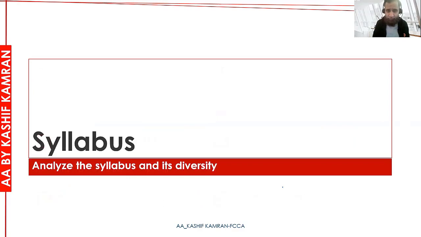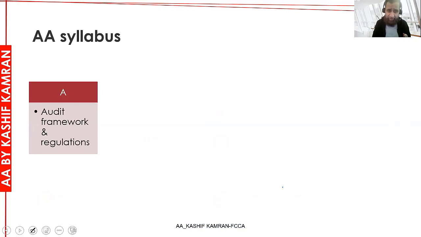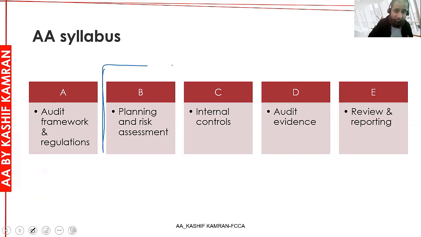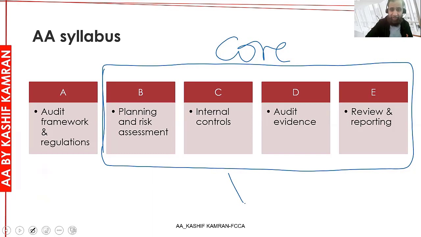Now quickly down to a few of the last things. Syllabus: the syllabus is not big enough for AA. There is syllabus area A, audit framework and regulation. That's a miscellaneous syllabus and should not take much time. B, planning and risk, a very important syllabus area because it comes in section B. C, internal controls. D, audit evidence. And E, review and reporting. This is known as the core syllabus, and this is very, very important.